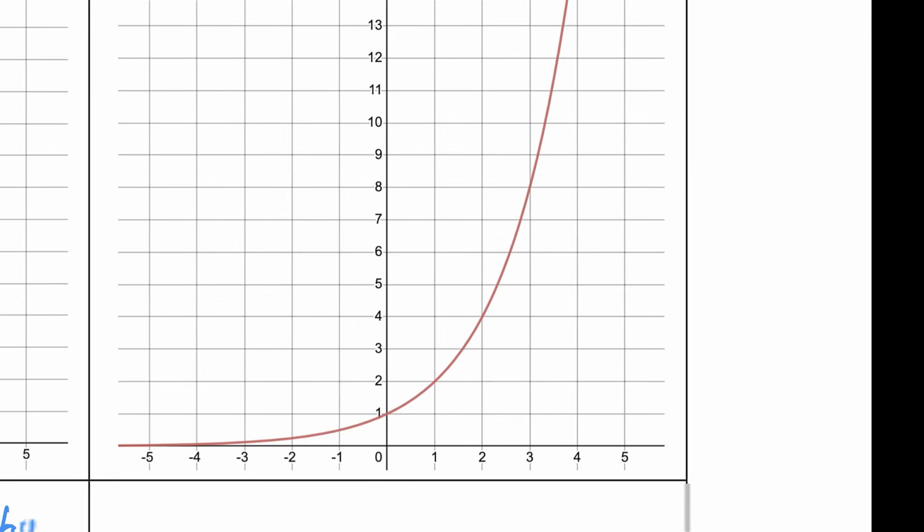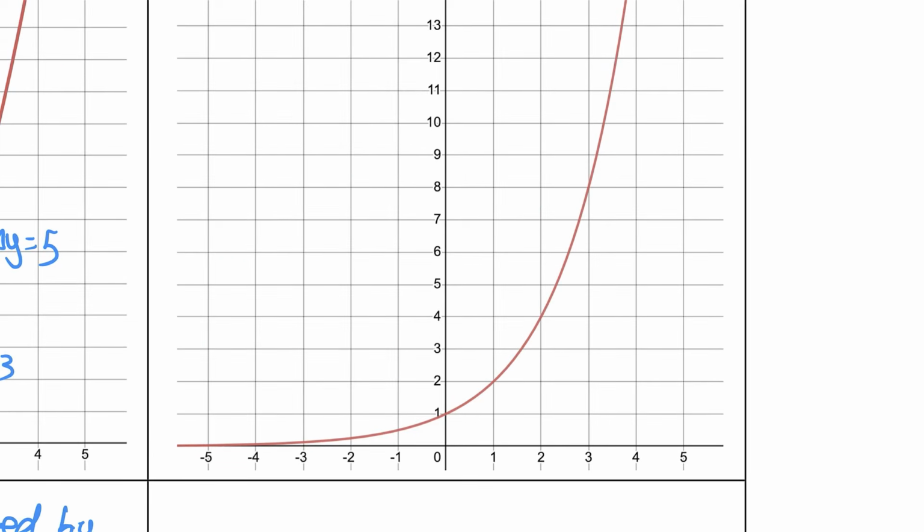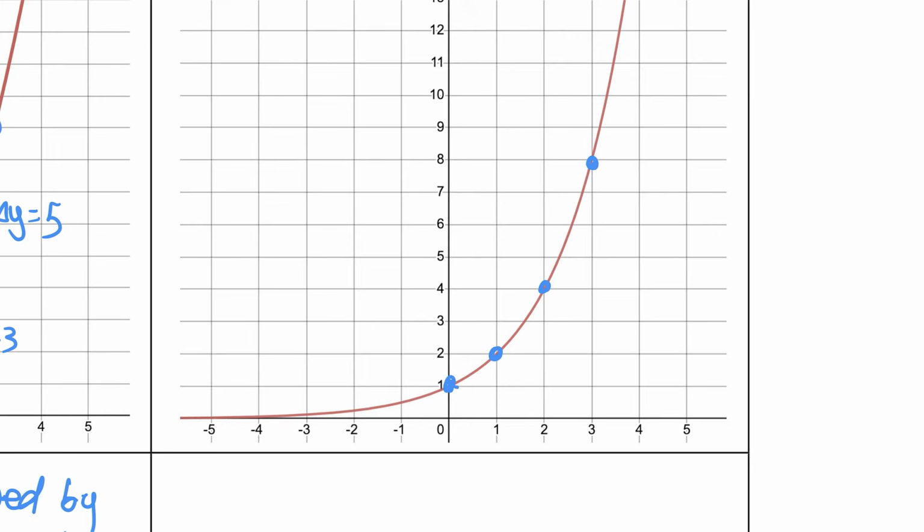How about for exponential relationships? Let me label some points. Between all of these points, my change in x was 1. And let's look at the change in y. Between the first 2 points, it was 1. Between the next pair of points, it was 2. Between the next pair of points, the difference between 8 and 4 is 4.